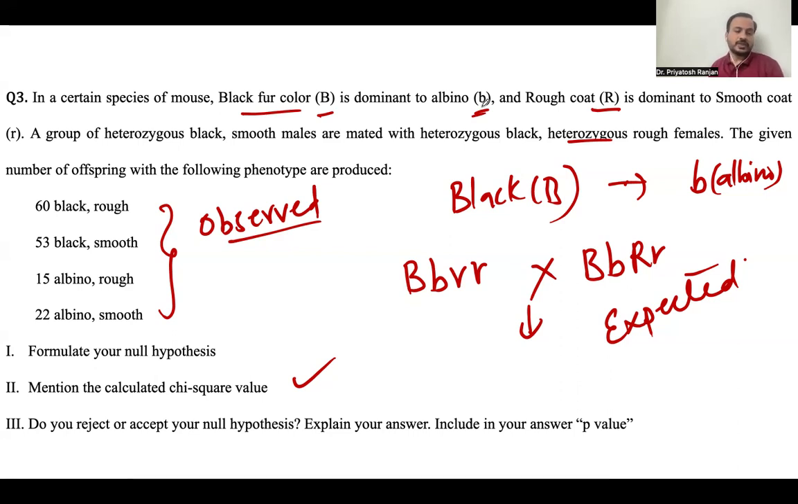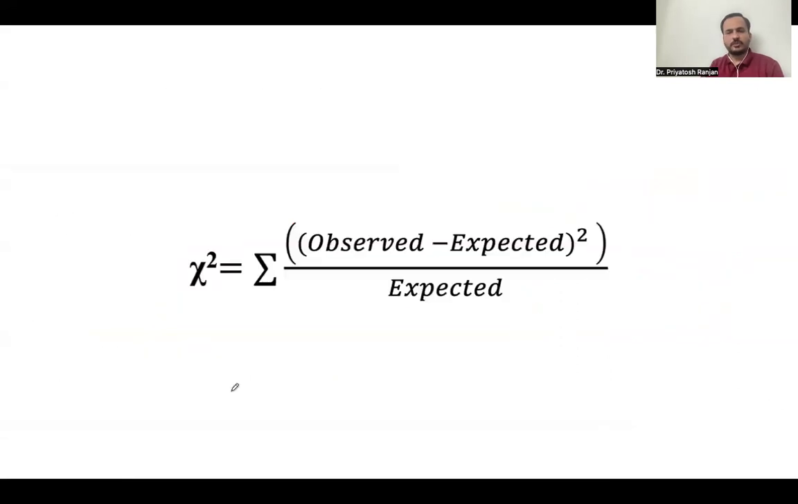And how are we going to do that? With the help of a statistical test, which is a chi-square test. Now the hypothesis is done. Next, calculate the chi-square. If you look at the formula, this is how we calculate: observed is given, expected I need to calculate, which I'm going to show you in a moment. Then you do (observed minus expected) squared divided by expected, and the summation of all these values will give you the chi-square.